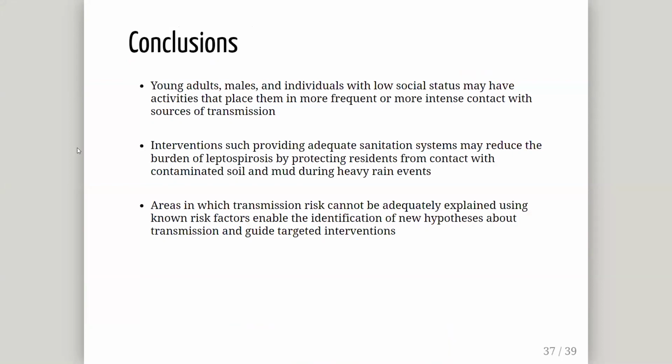So to conclude, we have seen that young adults, males, and individuals with low social status may have activities that place them in more frequent or more intense contact with sources of transmission. We have also seen that adequate sanitation systems may reduce the burden of leptospirosis by protecting residents from contact with contaminated soil and mud during heavy rain events. And we have also examined the residuals, and by doing that, we have been able to identify areas in which transmission risk cannot be adequately explained using known risk factors, and this allows the identification of new hypotheses about transmission.